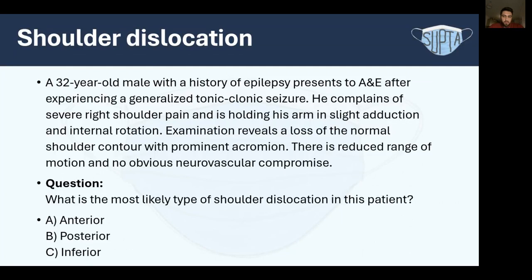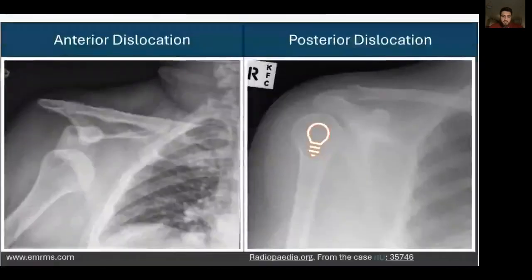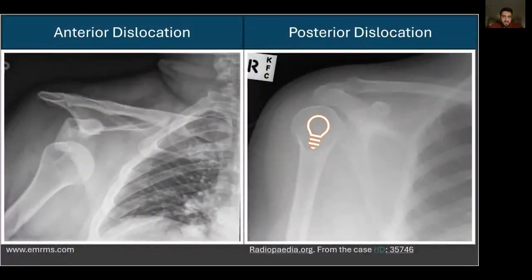The correct answer is posterior, although anterior dislocations are the most common. 90% of shoulder dislocations tend to be anterior. However, with the history the patient is presenting with and the signs and symptoms described, it's more likely to be a posterior. So we're just going to go through the X-ray of anterior and what we find, and basically what are the things we should be looking for.